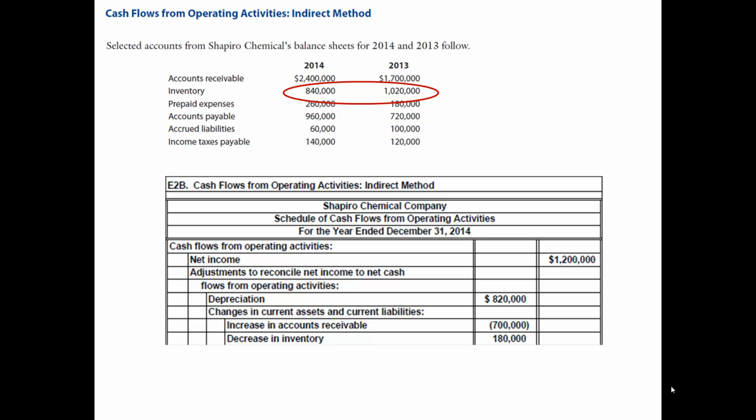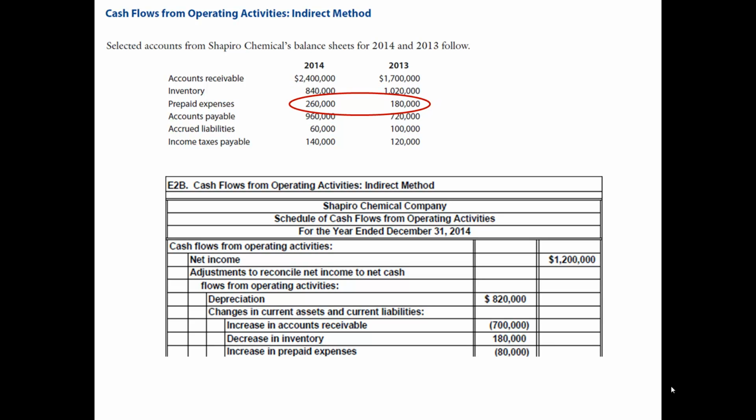If you look at our inventory, inventory shows we have a decrease in inventory. So when it comes to assets, we always subtract out increases and add in decreases. But if you think about what inventory is, how do we get our inventory? Well, we have to spend money to get inventory. So since from 2013 to 2014 our inventory decreased, that means we didn't spend money. That means we sold the inventory that we had, which means we have a cash inflow. So we add it in.